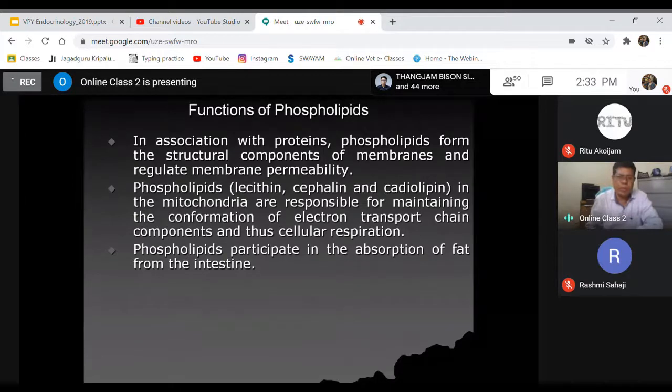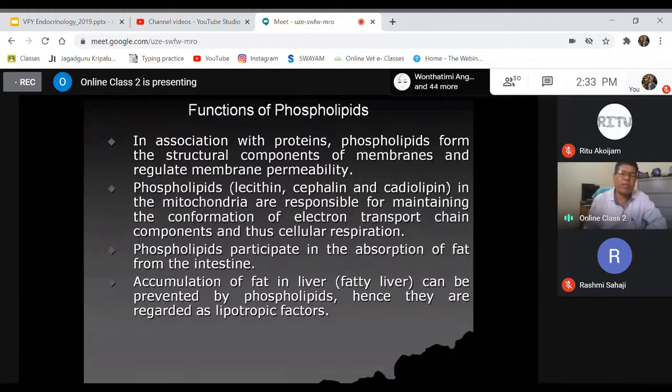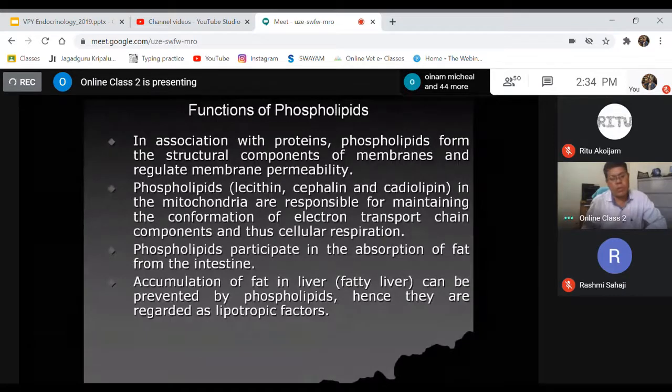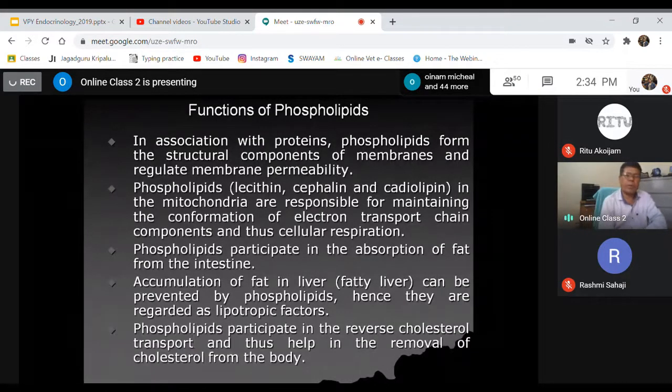Phospholipids participate in the absorption of fat from the intestine. When the fat is absorbed in the intestine, it is held by the phospholipid. If it is not there, it may not be possible to absorb the fats. Accumulation of fat in the liver, which we call fatty liver, can be prevented by the phospholipids. Hence, they are regarded as lipotropic factors. Phospholipids also participate in reverse cholesterol transport, and thus help in the removal of cholesterol from the body.